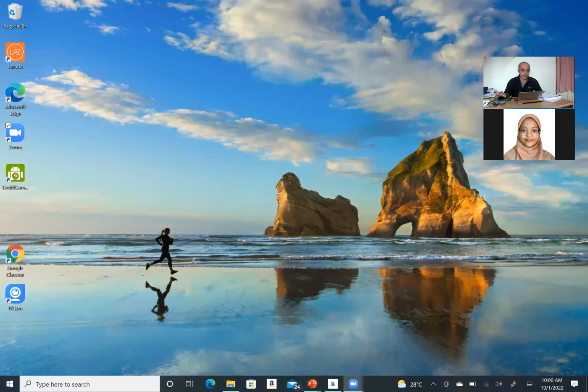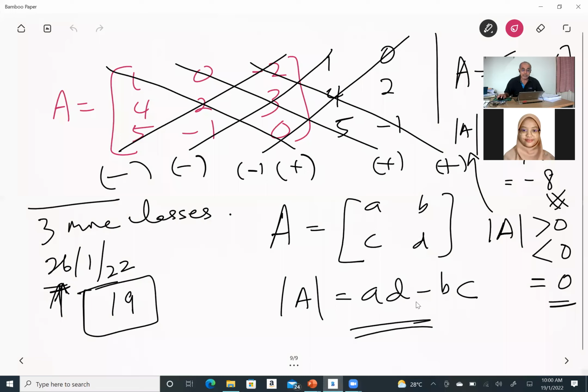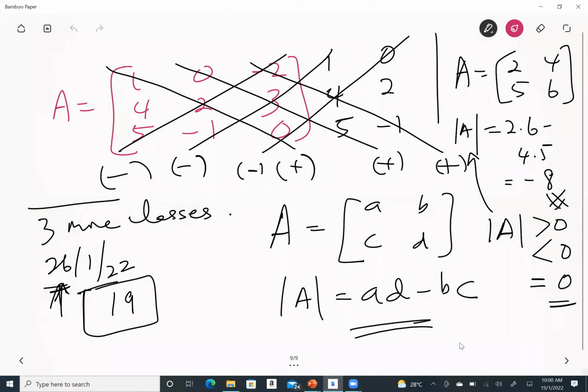Now let's look at the inverse. How do you find the inverse of a matrix? This is easy because we just look at 2 by 2 matrices. On Monday, we already found the determinant of a 2 by 2 matrix, and in fact, we did the determinant of a 3 by 3 matrix. So here for a 2 by 2 matrix, I have A, B, C, D.